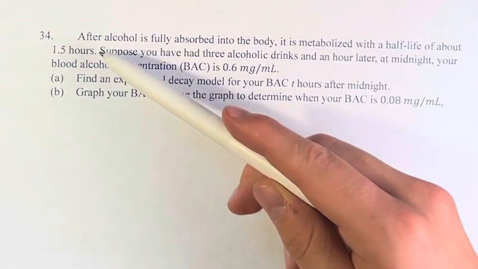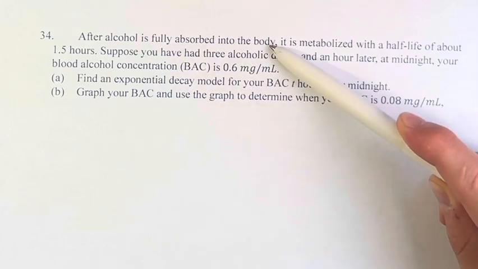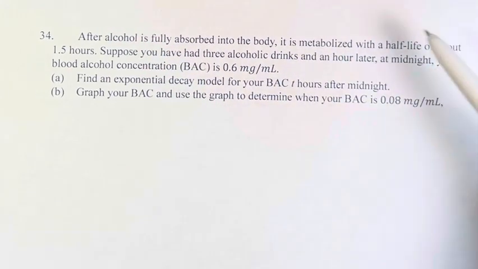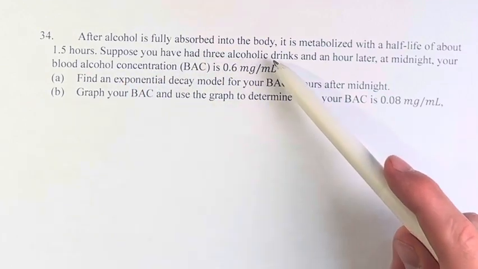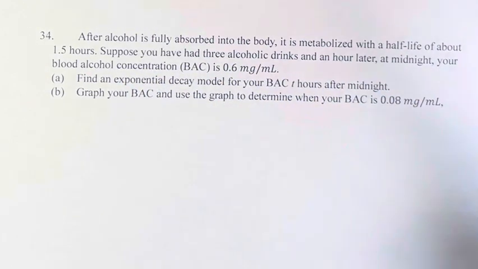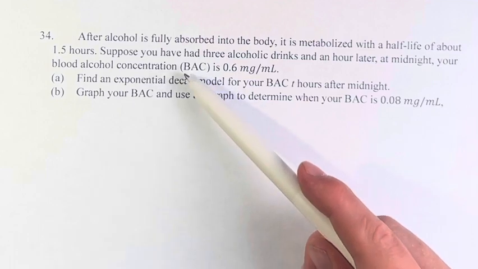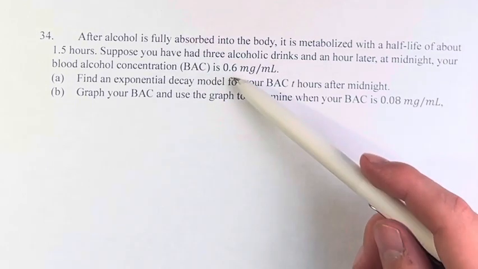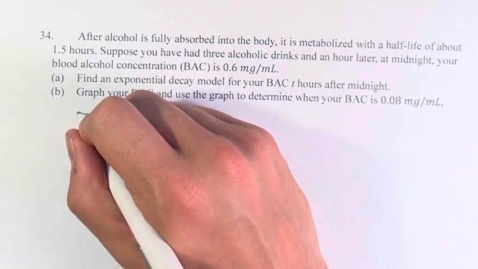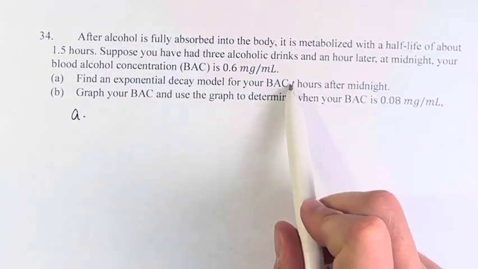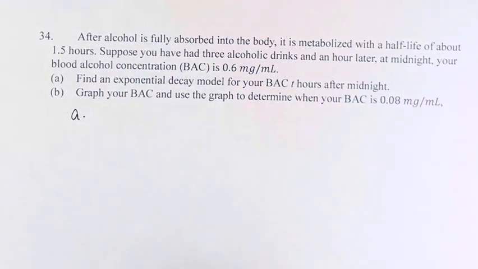In this problem, we're told after alcohol is fully absorbed into the body, it is metabolized with a half-life of about 1.5 hours. Suppose you've had 3 alcoholic drinks, and an hour later, at midnight, your blood alcohol concentration, BAC, is 0.6 milligrams per milliliter. So in part A, we're asked to find an exponential decay model for the BAC t hours after midnight.